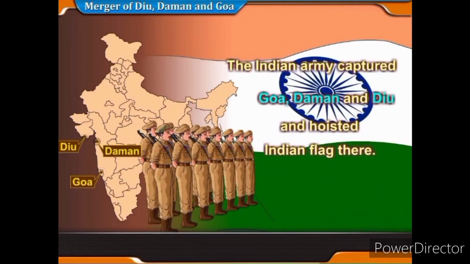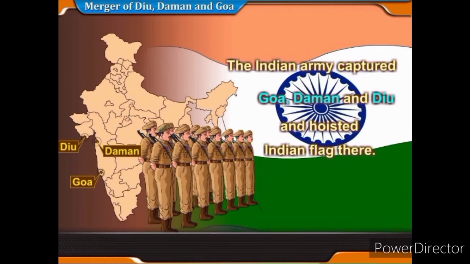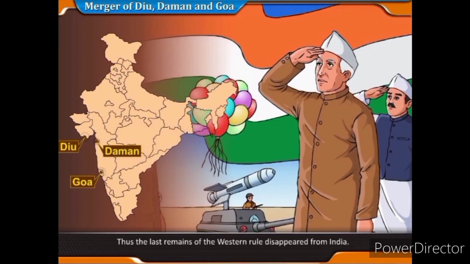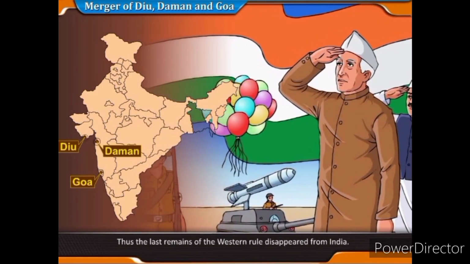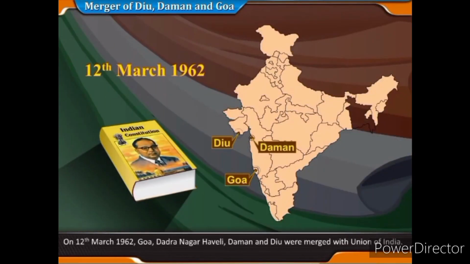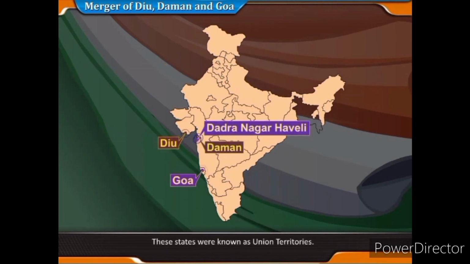The Indian army captured Goa, Daman and Diu and hoisted the Indian flag there. Thus, the last remains of the Western rule disappeared from India. On 12th March 1962, Goa, Dadra, Nagar Haveli, Daman and Diu were merged with the Union of India. These states were known as Union Territories.